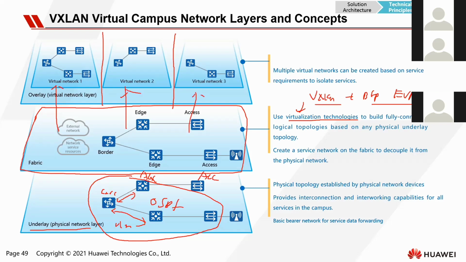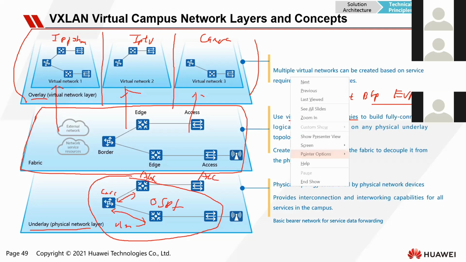Each virtual network is isolated from each other, and all of these virtual networks we also call the overlay network. So here we can create a different virtual network for different services, such as maybe this one for IP phone, this one for IPTV, and maybe this one for camera. In this case, we can achieve different services inside one single network using the VXLAN solution.